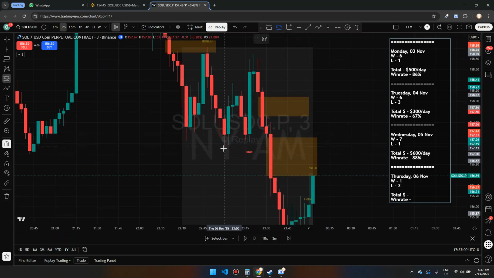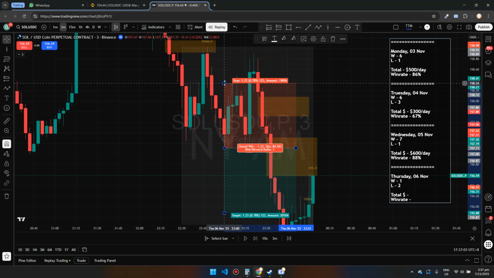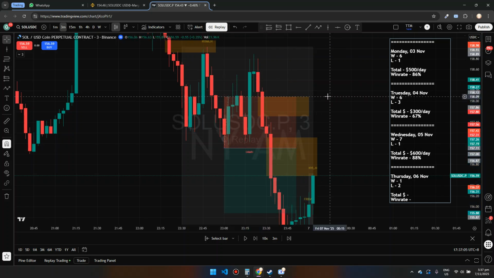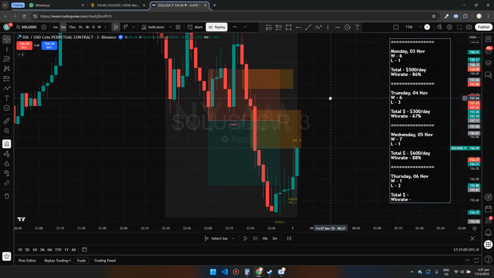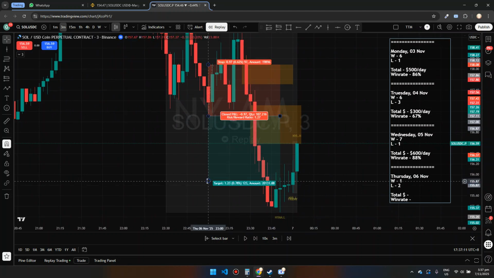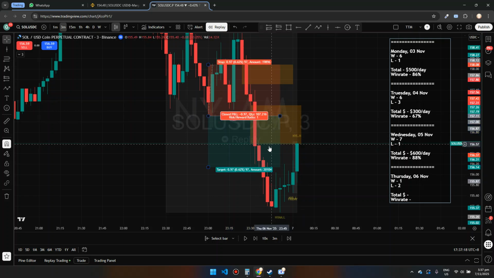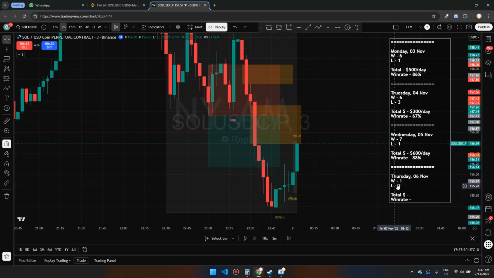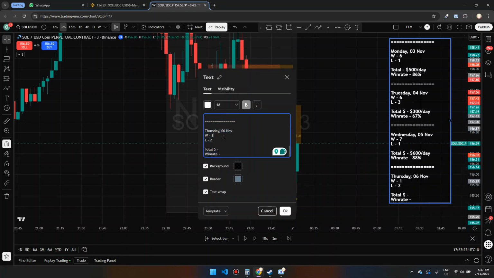Alright. So I only trade after 11, and I'll trade until 12 a.m. So 1-to-1 risk ratio. Yeah, so it hit the take profit, and that's how I win. I take another win for the day.